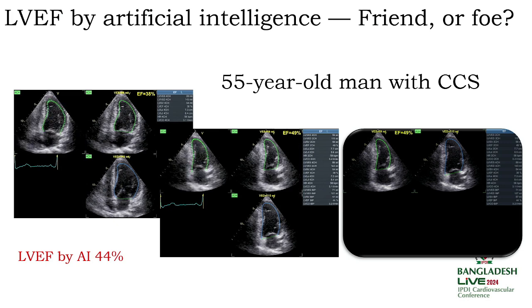But the problem is that if the endocardial border delineation is not a good one, in that case, again, the artificial intelligence-based ejection fraction may not be a good one. In this particular case, the endocardial border delineation is a good one, and here the ejection fraction by artificial intelligence is 44%.